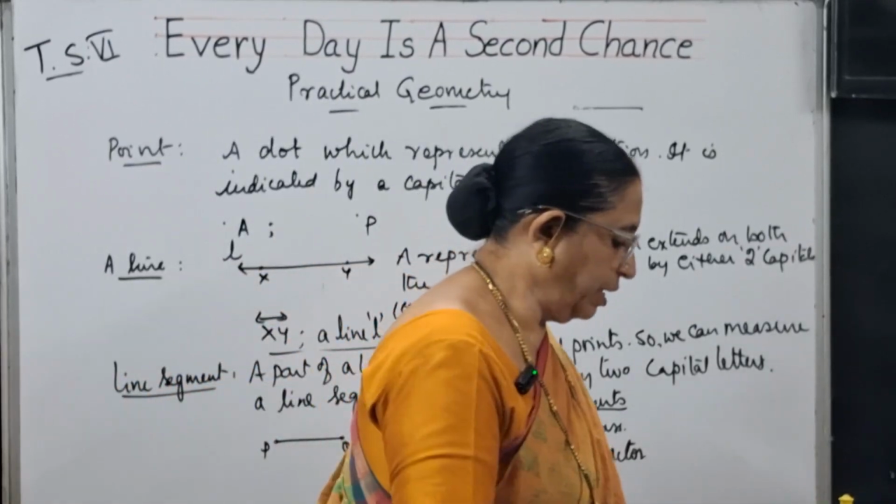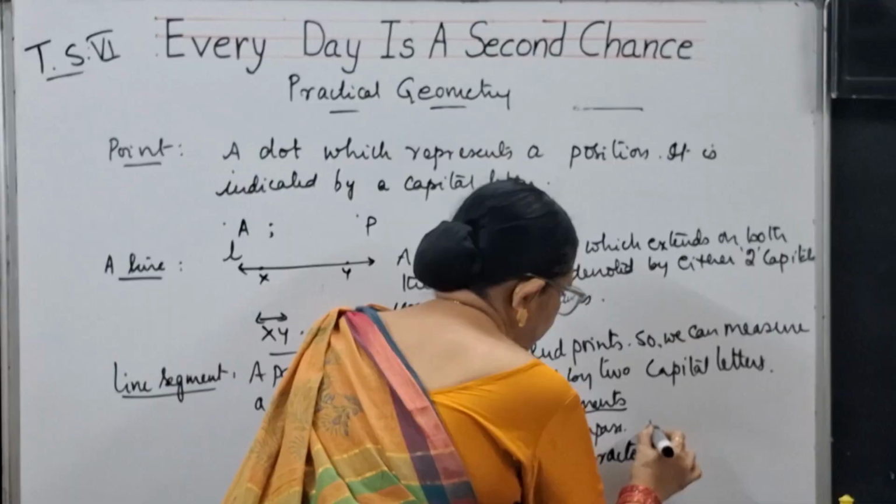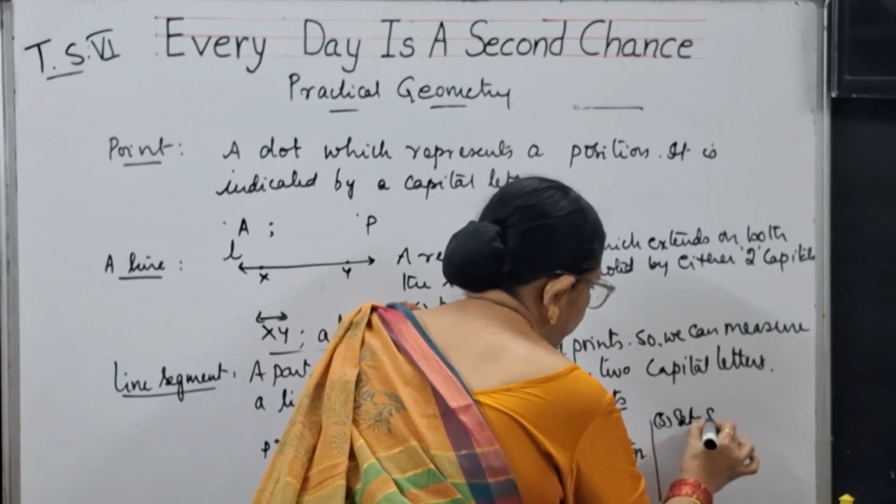And the next one, you are going to have, fifth point, set squares.